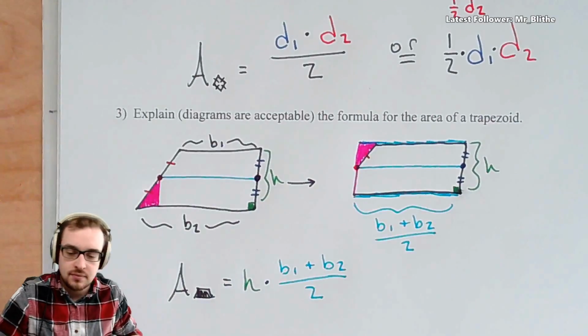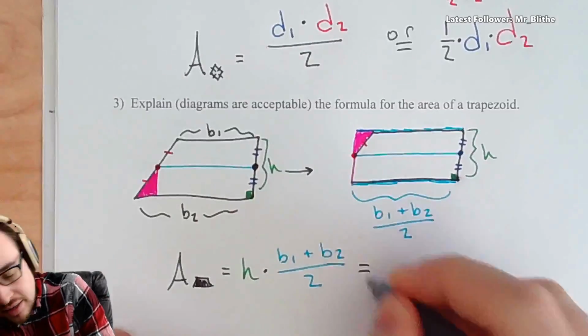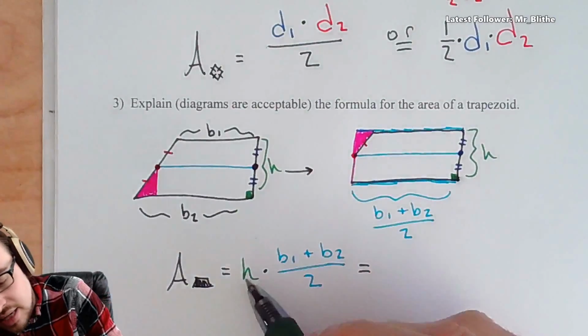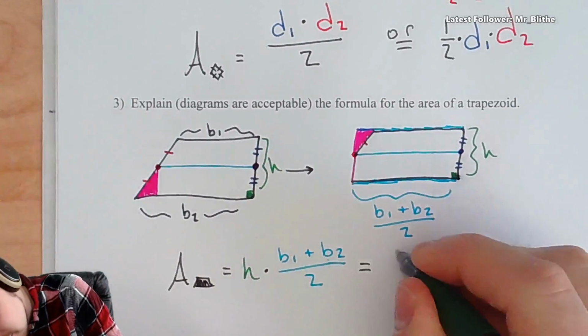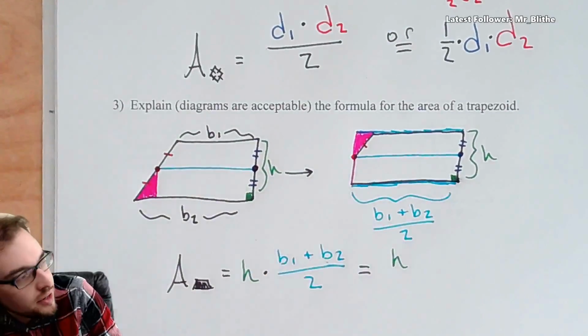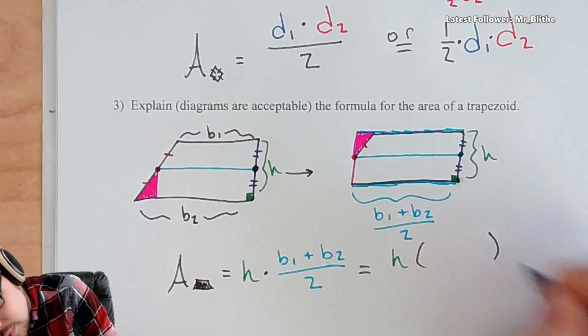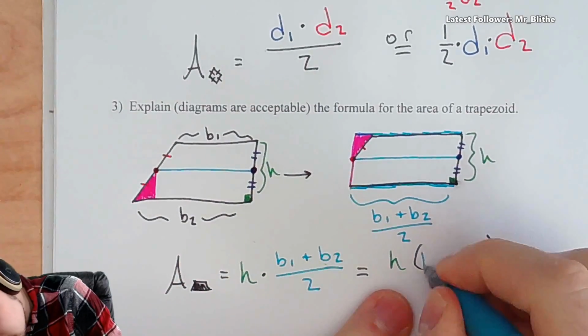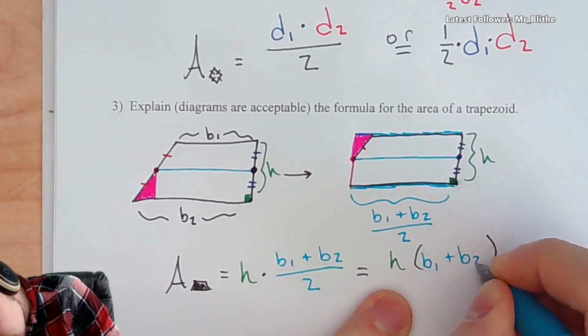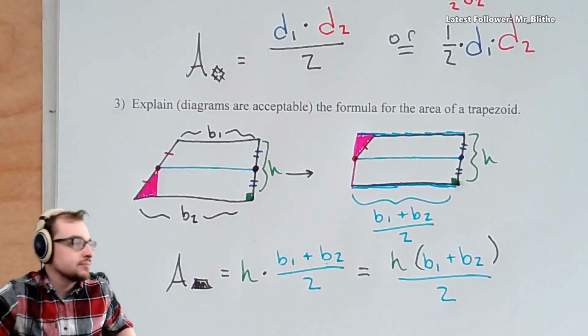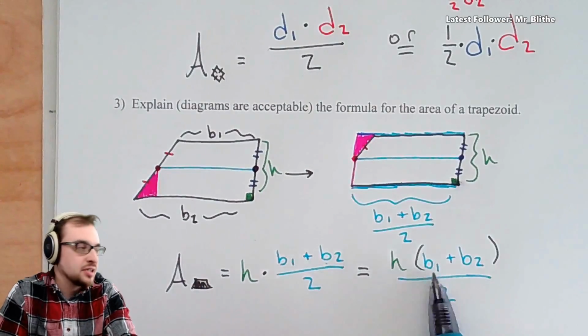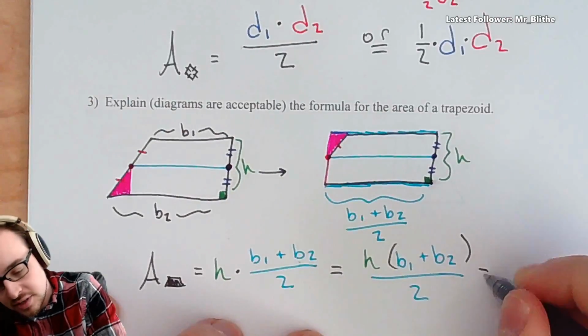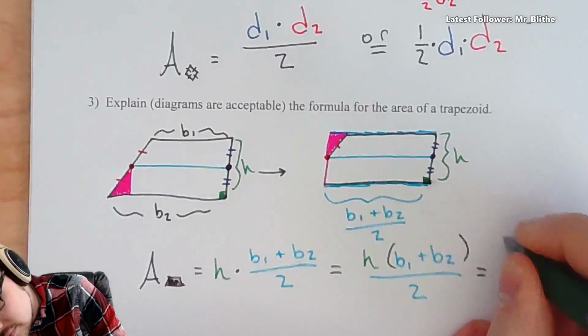There you go. You could also write it like this: times that h times both these guys. There's two terms there, so when I multiply, I have to wrap in parentheses. Write it like that. You can even distribute the h if you want. Doesn't matter. It's up to you.